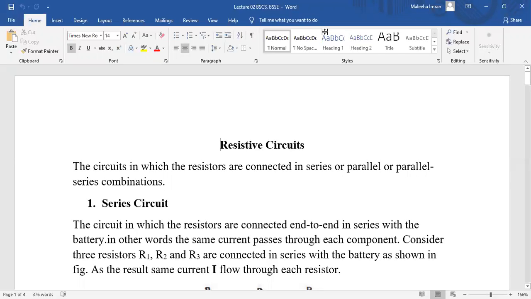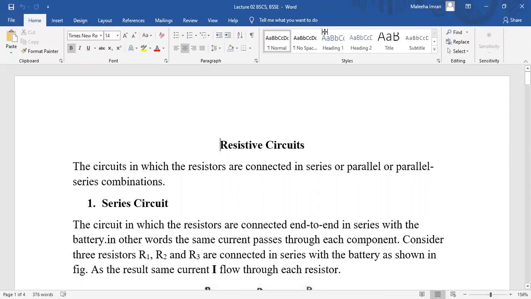So here first we see what resistive circuits are, and then we will see how Ohm's law applies in resistive circuits. And what is Ohm's law? Ohm's law is V is equal to IR. If you have a resistive circuit, how will you apply Ohm's law in it? It means how you will determine the current and the voltages also.